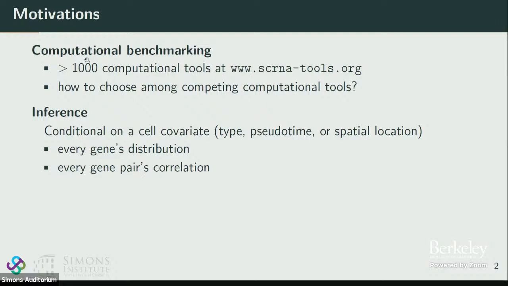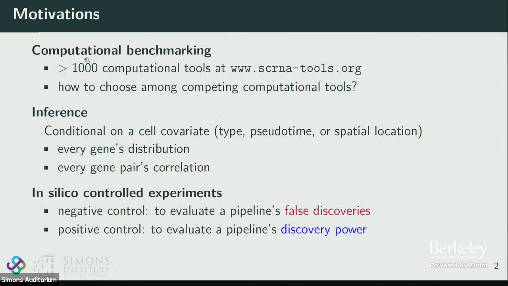And the second question is, can we do inference on these data? So here are some typical questions I'm listing. So conditional on cell covariate, for example, the cell's type or the cell's pseudotime in the trajectory or the cell's spatial location, can we infer every gene's distribution? And can we infer gene pairs correlation? And the gene can be replaced by other features. And finally, how can we design in silico controlled experiments?